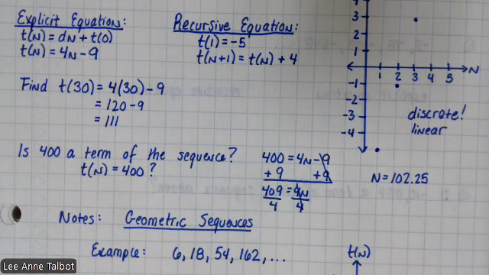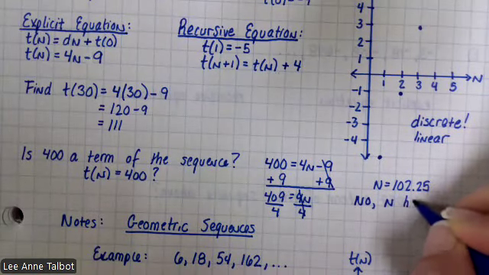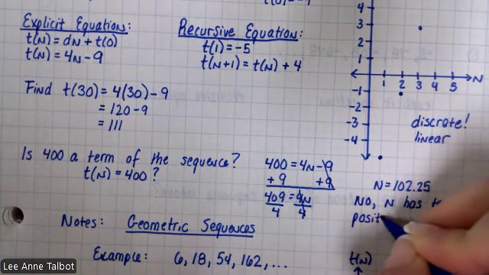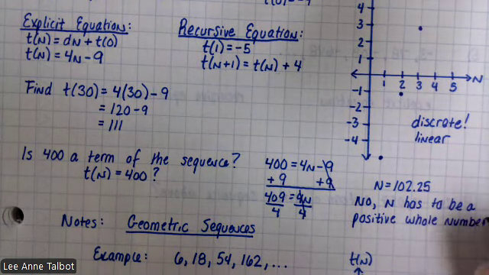Does that make sense? Can you have a spot in a sequence that's spot number 102.25? No, this is not like the Hogwarts Express here. Can't get on platform 9 3/4. It literally has to be whole numbers. Okay, so we already kind of knew, but is 400 a term of the sequence? No. And what we're going to say is no, n has to be a positive whole number.